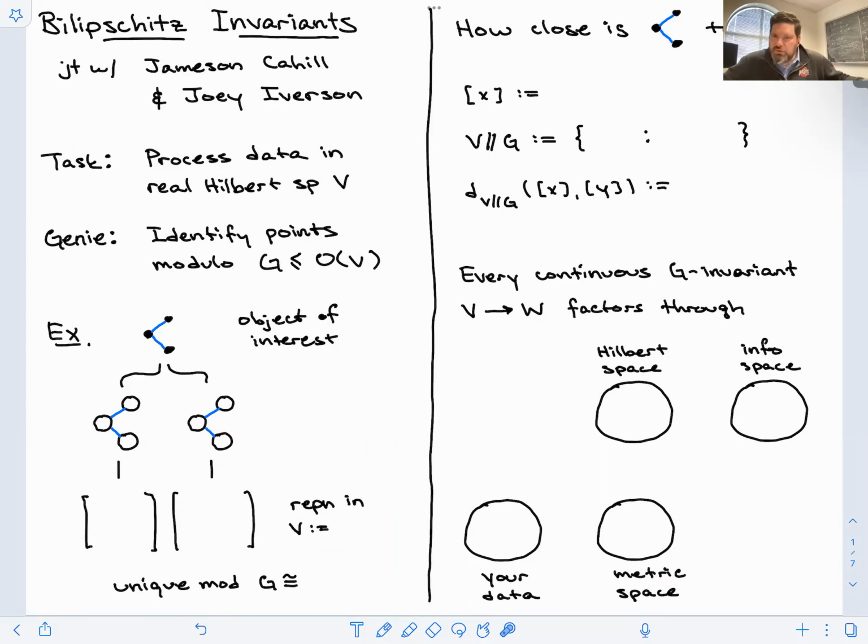And we're told what the group is, okay? The genie's really nice in telling us all of this. So maybe you don't believe in genies, so you want to understand how this could be realistic. Let me give you an example. Suppose we're interested in simple graphs, okay? This is the object of interest. This is a thing that I want to do data processing to. You might notice that this object is not a member of a real Hilbert space. So some work needs to be done in order to encode this as a vector.